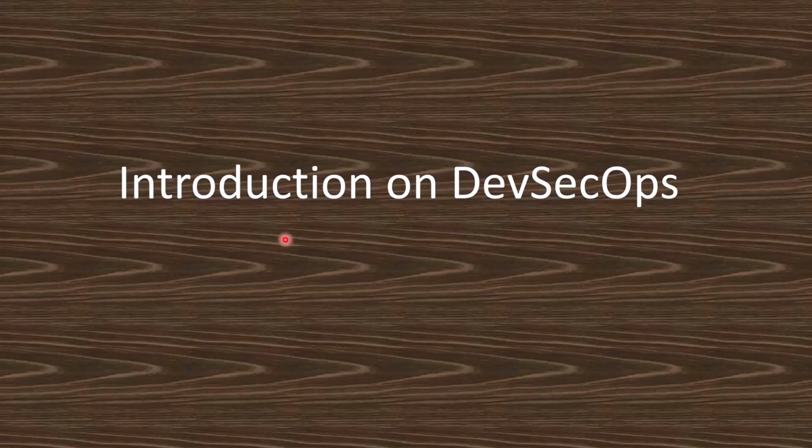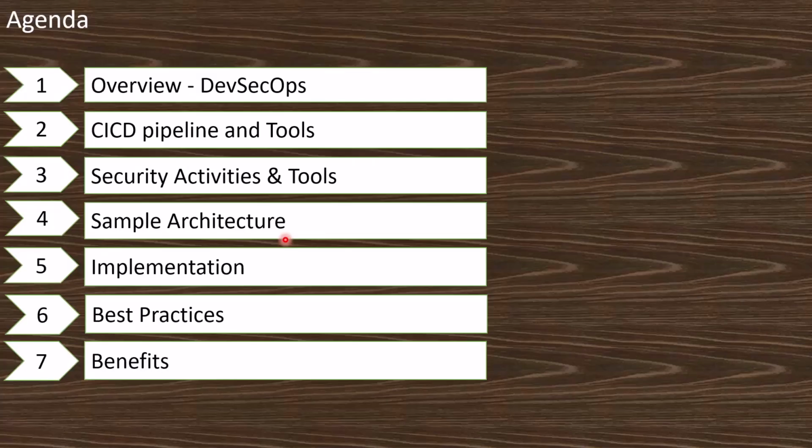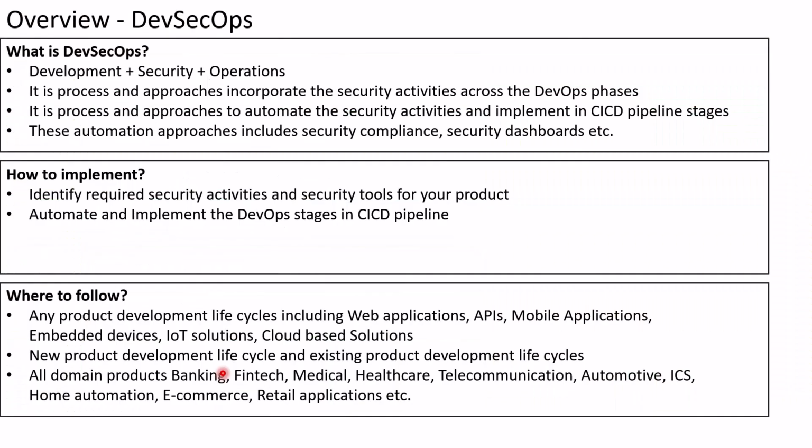Okay, in this session we can talk about the introduction or overview of DevSecOps. Agenda: the overview of DevSecOps, CI/CD pipeline and tools details, security activities and tools details, sample architecture of DevSecOps, implementation of DevSecOps, best practices to be followed in DevSecOps, and benefits of DevSecOps. So these aspects we can discuss in this session.